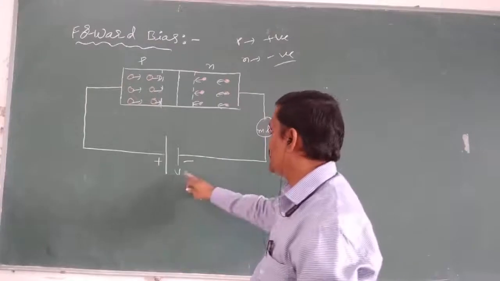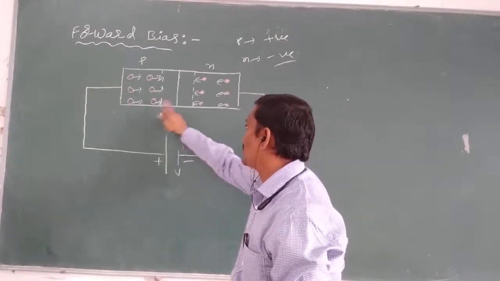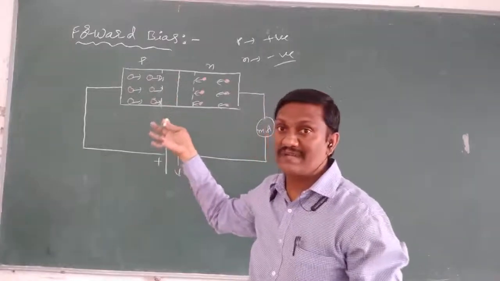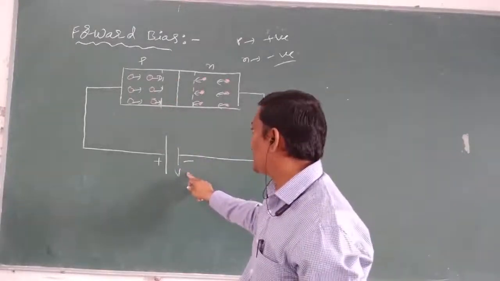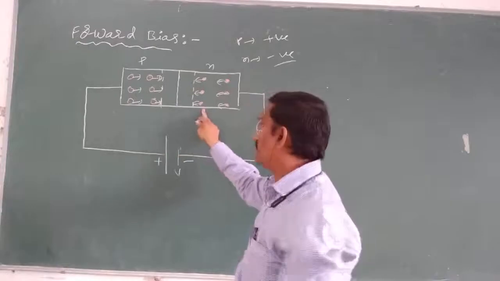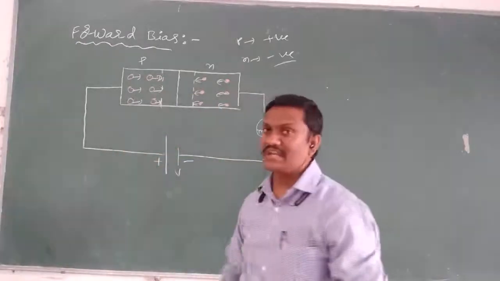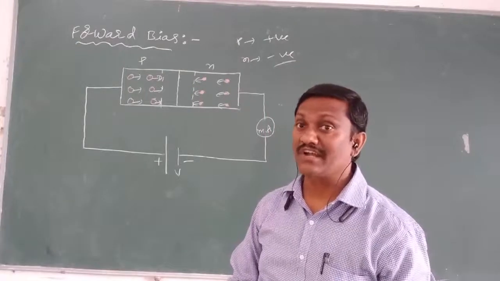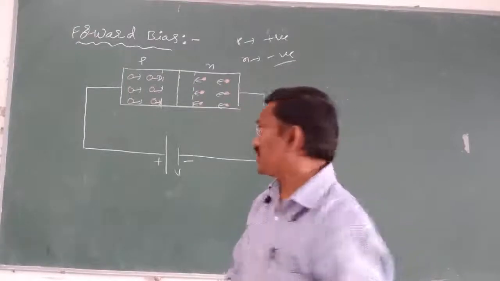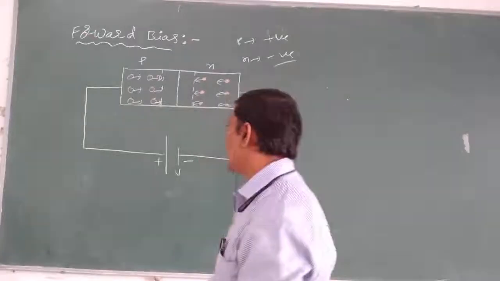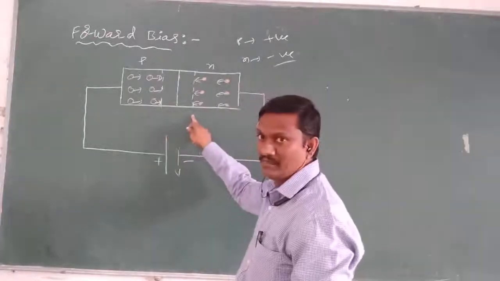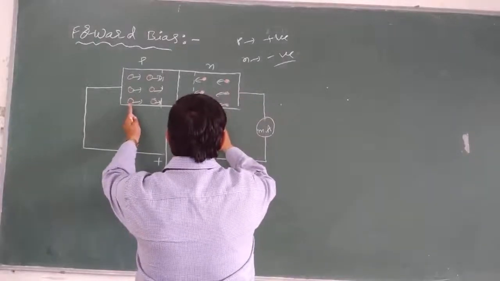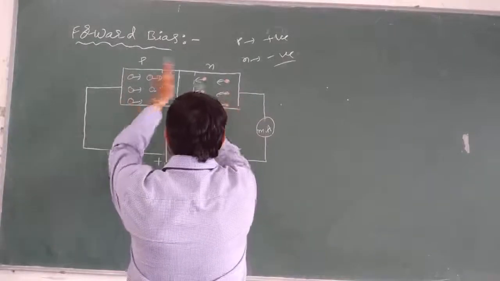Up to a certain potential, no carriers are able to cross the junction, because across the junction some potential is there, and that potential is called the barrier potential. If the applied potential is greater than the barrier potential, then only carriers cross from one side of the junction to the other. When carriers cross the junction, current conduction takes place. That means majority charge carriers, holes in the P region and electrons in the N region, cross the junction and enter into the other regions.